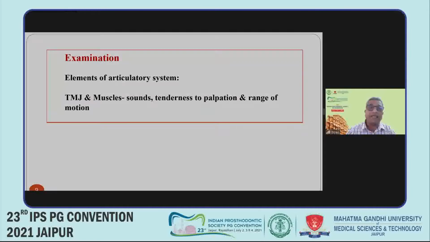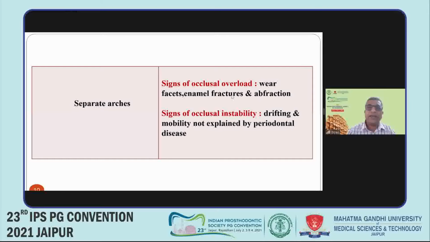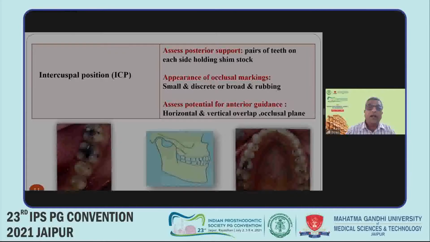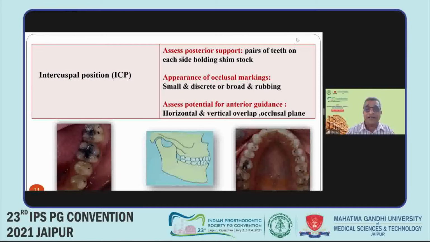Next, coming to the teeth examination. Firstly, in the separate arches, see if there is an overload, where you can see wear facets or enamel fractures. Are there any abfractions? And of course, some mobility or anything unexplained by periodontal disease, which you can relate to occlusal disorders. This is the most important concept we are looking into. And then, the intercuspal position is the first position, which you can also call the centric relation position, centric occlusion.